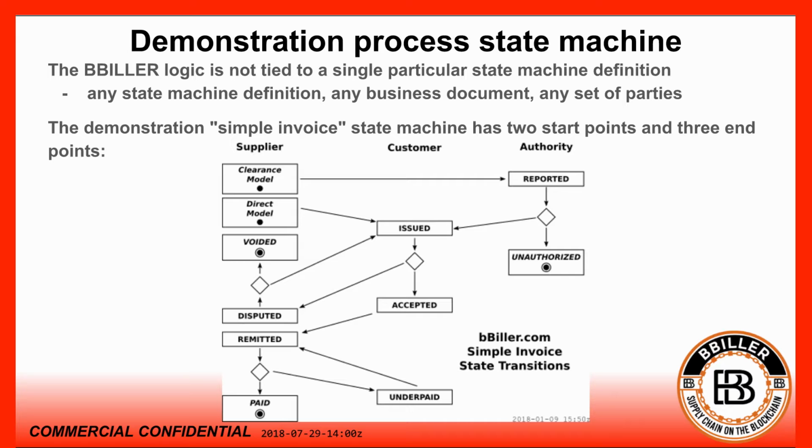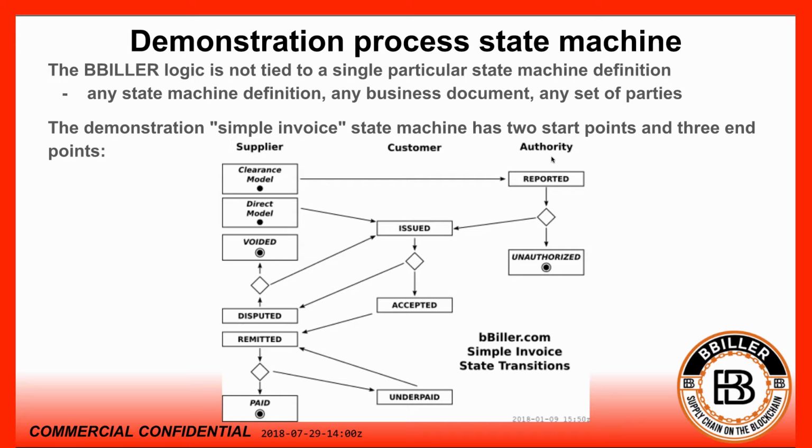The state machine used in this demonstration is a simple state machine for invoicing. In this simple invoice process, there are 2 or 3 participants, at least a supplier and a customer, and perhaps an authority. The state machine has 2 starting states, clearance model or direct model, and 3 ending states, voided, paid, or unauthorized.